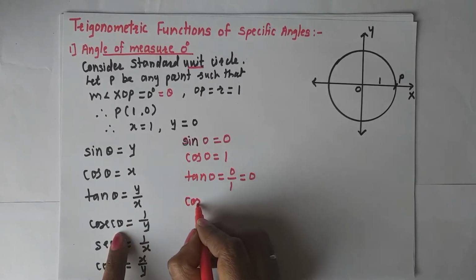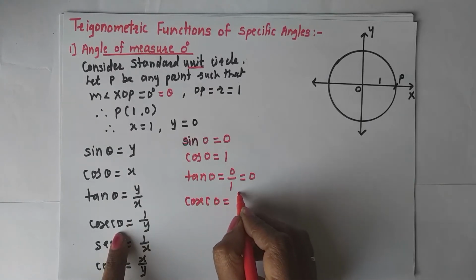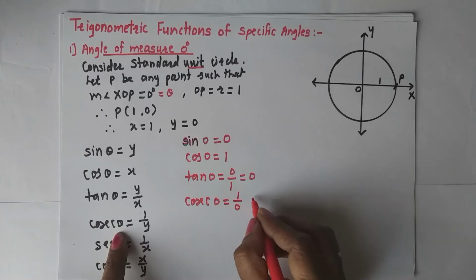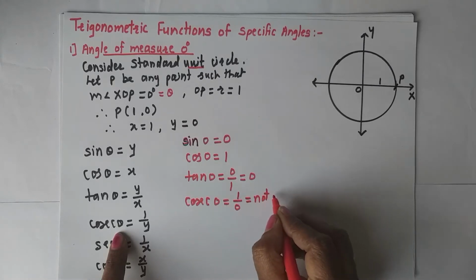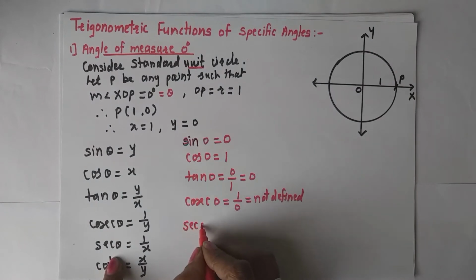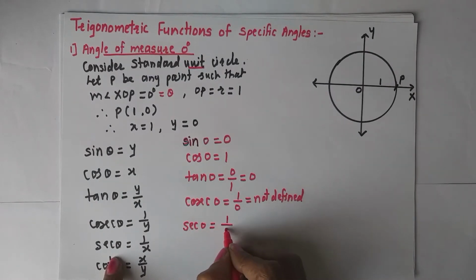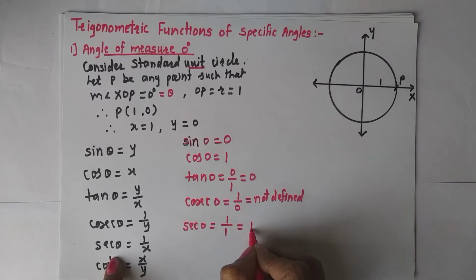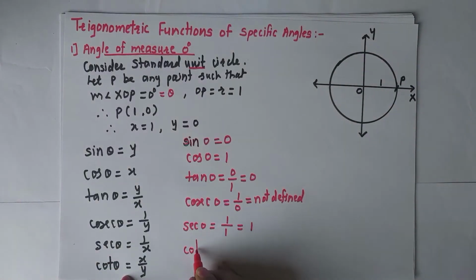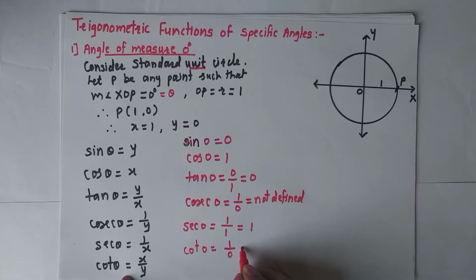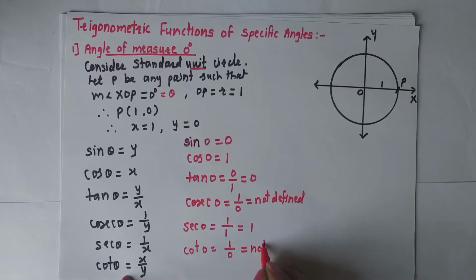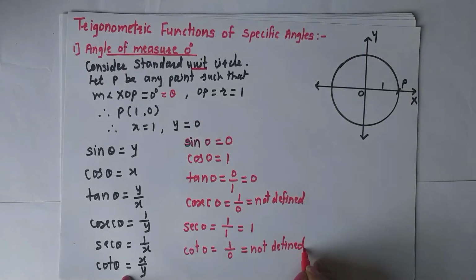Then we will find out cosec 0. Cosec 0 will be 1 upon y. Y is 0, means this will be not defined. Then sec 0. What will be sec 0? 1 upon x. Value of x is 1. Therefore, this will be 1. Then cot 0. Cot 0 will be x divided by y, that is 1 divided by 0, and again, this is not defined. You can write infinity or not defined. In this way, if measure angle is 0 degree, then these 6 trigonometric functions are like this.